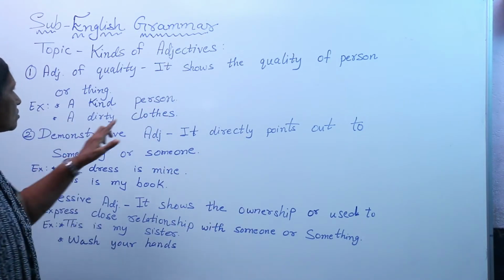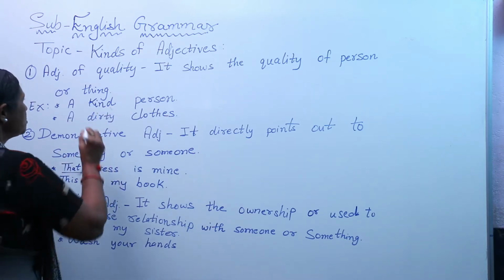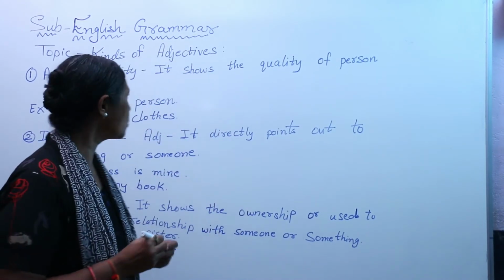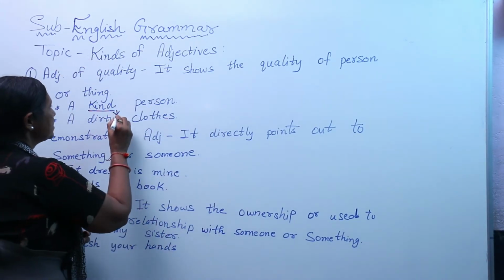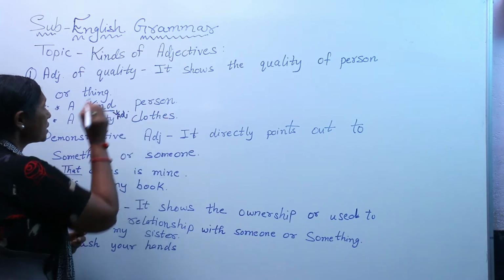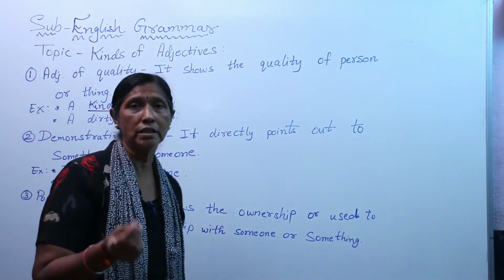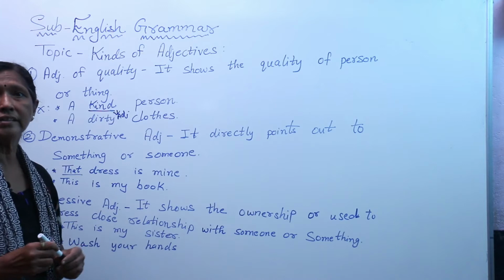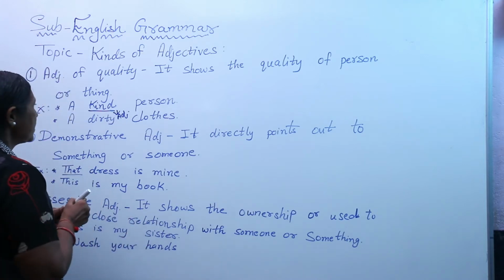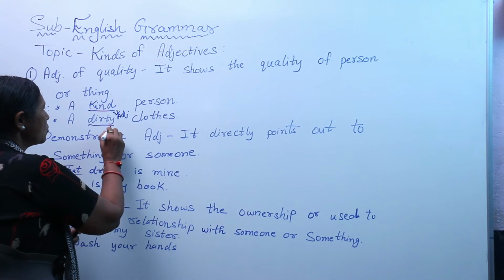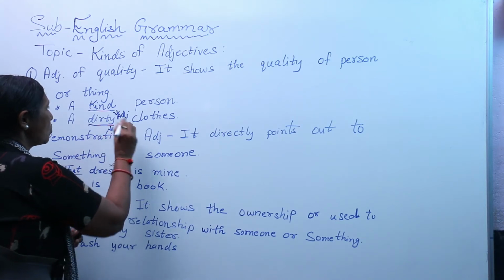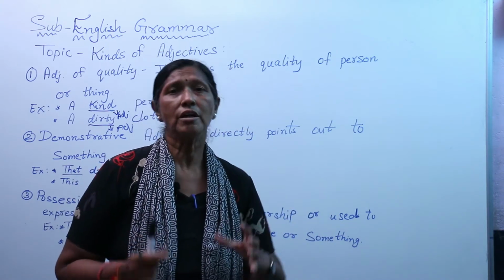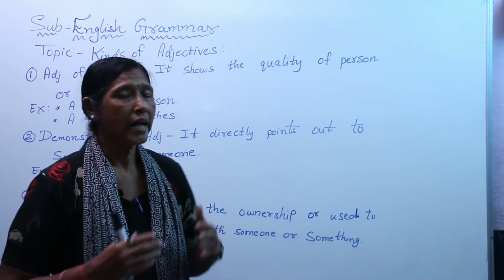So here I have given you some examples. A kind person. What kind of person he is? He is very kind. So kind is what? Here kind is an adjective. But what type of adjective? It is the quality of person. So kind is quality. Second one is dirty clothes. Dirty is also an adjective. But what kind of cloth it is? It is dirty. So it is an adjective plus it is quality adjective.